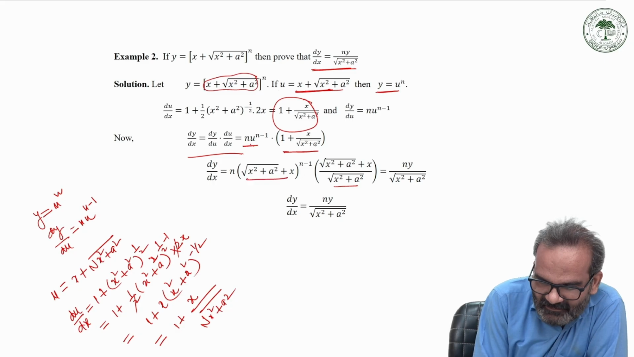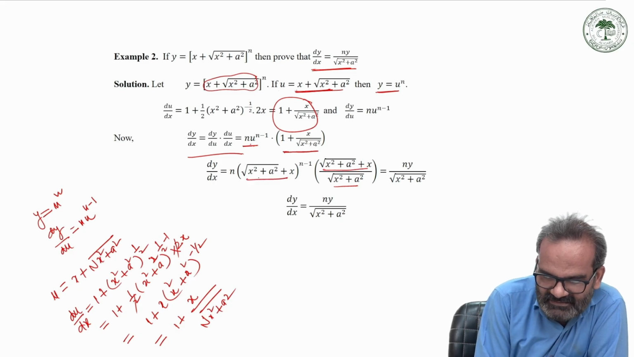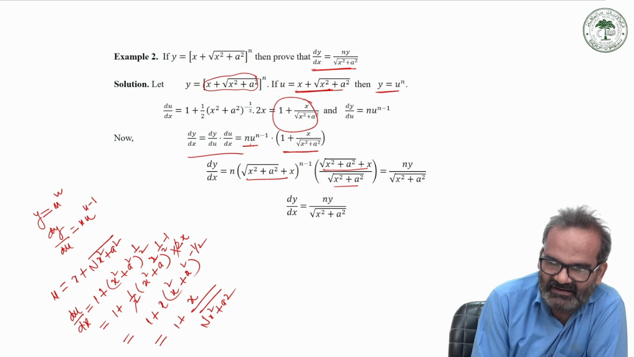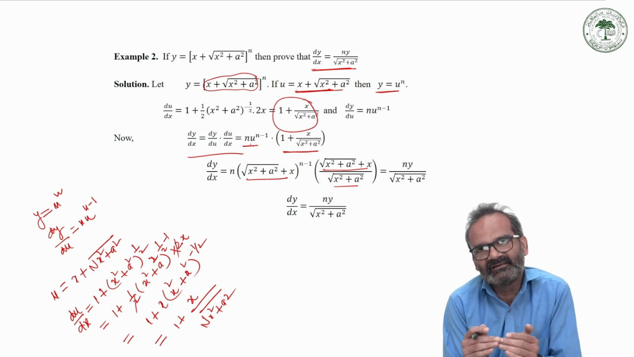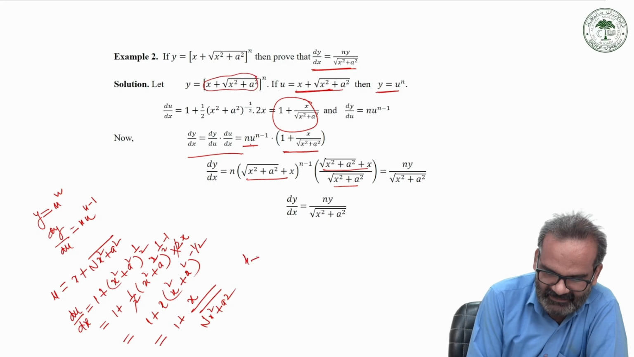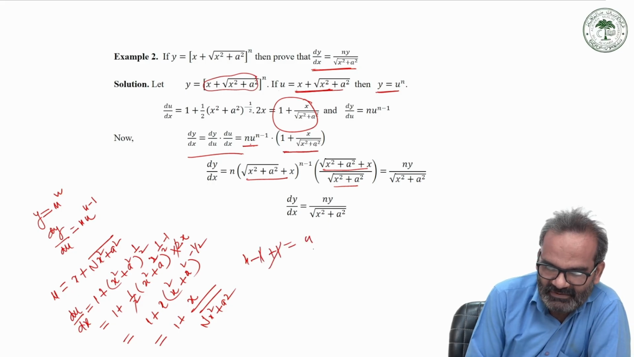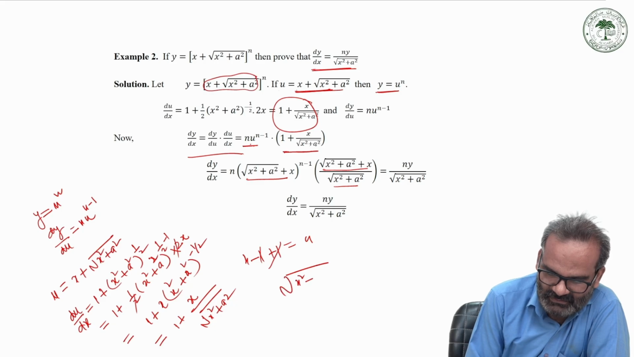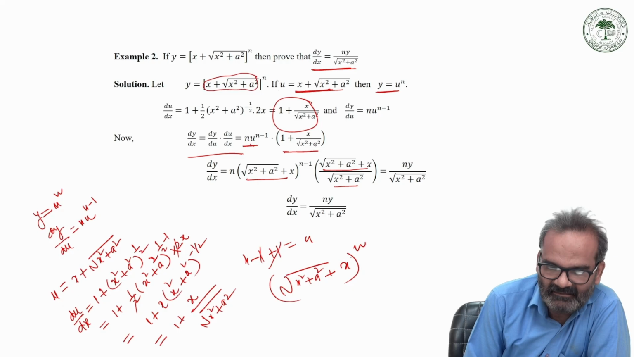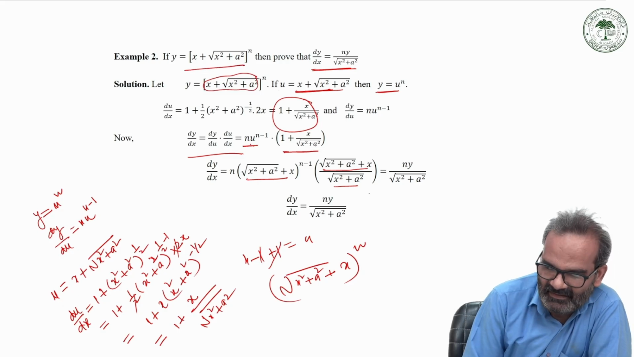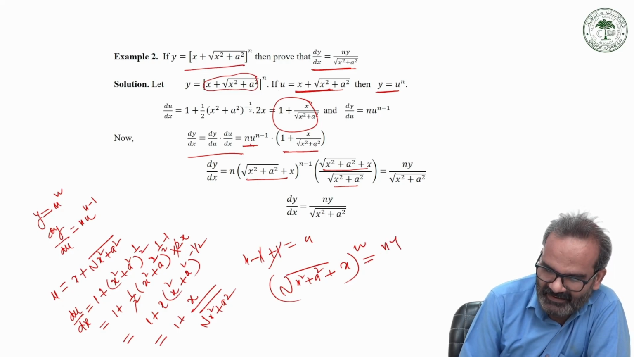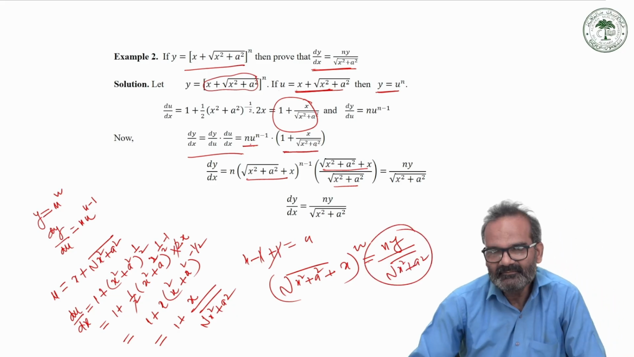See, this term and this term both are same. Root x square plus a square plus x to the power n minus 1, and root x square plus a square plus x to the power 1. When two numbers are multiplied, their powers are added. So n minus 1 plus 1, the power will be left as n. So what is left? Root x square plus a square plus x, its power is n. And this is what? This is the value of y. So what you will get here? ny divided by root x square plus a square, right?